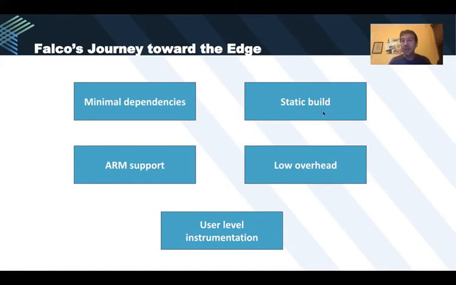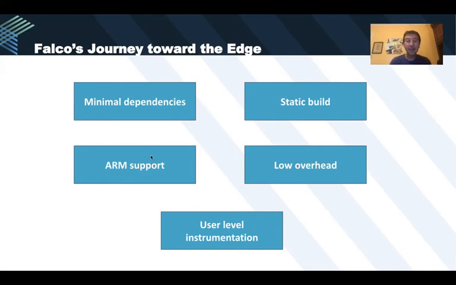Static builds are related to that. So not only does Falco need to be small, but it needs to be completely self-contained. So the deployment becomes very natural, even on devices that maybe don't have a ton of sophistication in what you can deploy on top of them, and in the kind of libraries and dependencies that you have there. So it's completely self-contained.